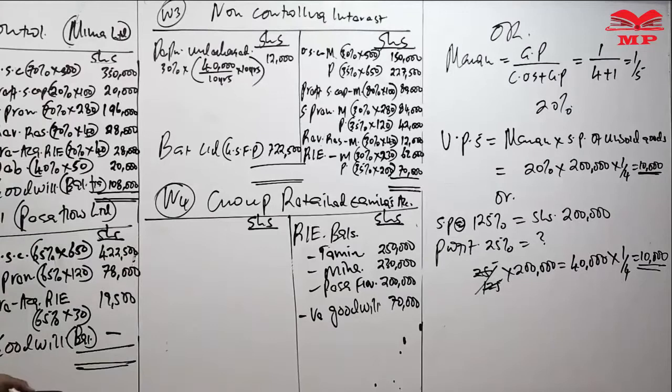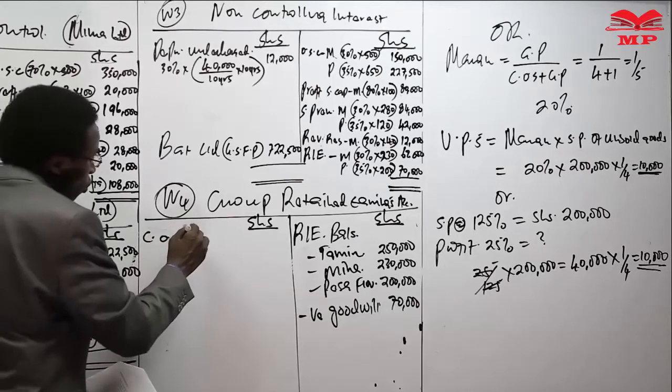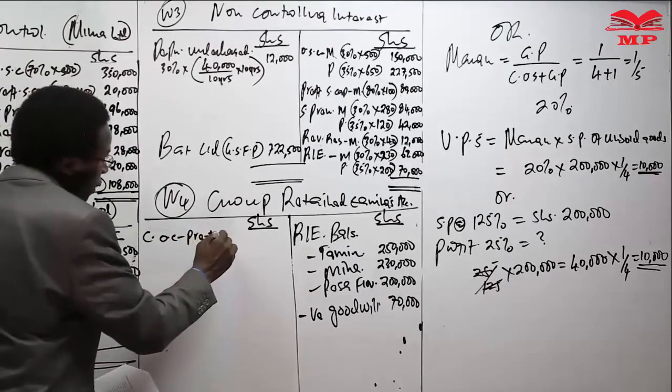Then we come to the group retained earnings. In the group retained earnings, there are some items you have already taken to the cost of control. The pre-acquisition retained earnings.